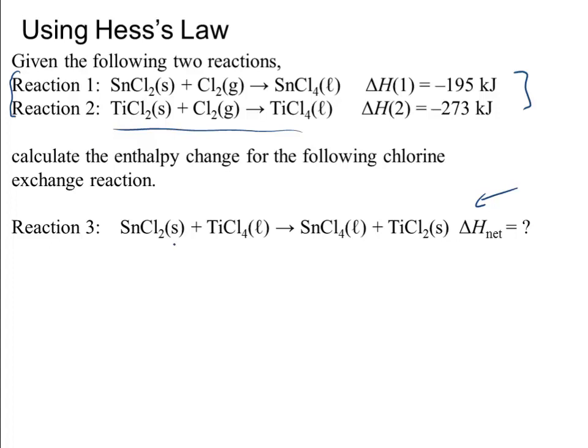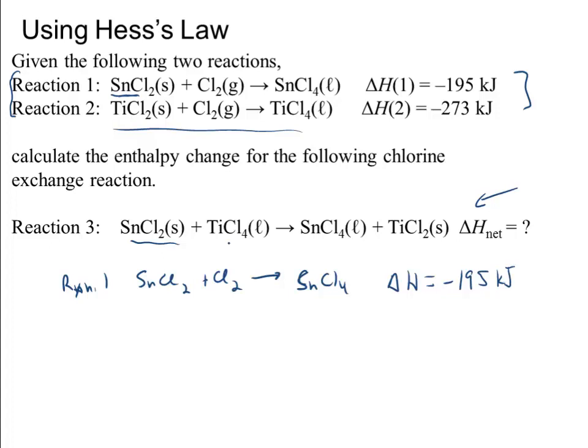So we know that we need tin 2 chloride on the left. This reaction 1 is the only place where we have tin 2 chloride, and it's on the left. So we'll use reaction 1 as is. So let's write reaction 1 down. SnCl2, I'm going to leave off the states, plus Cl2 goes to SnCl4, and delta H for that is minus 195 kilojoules.